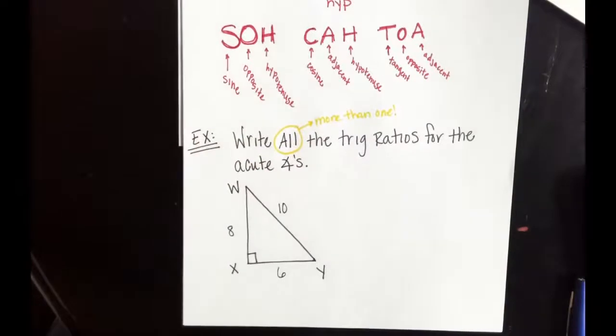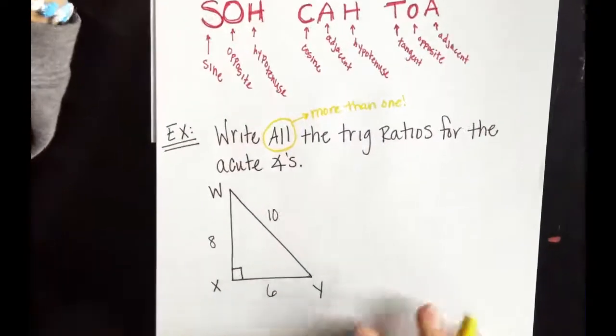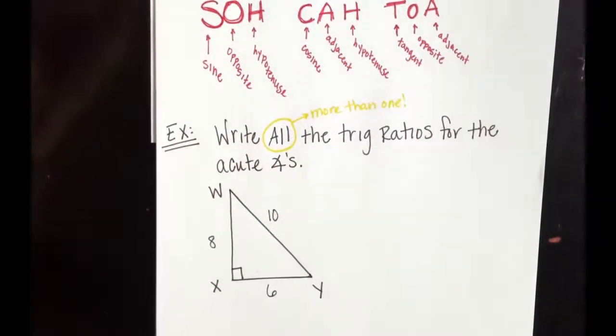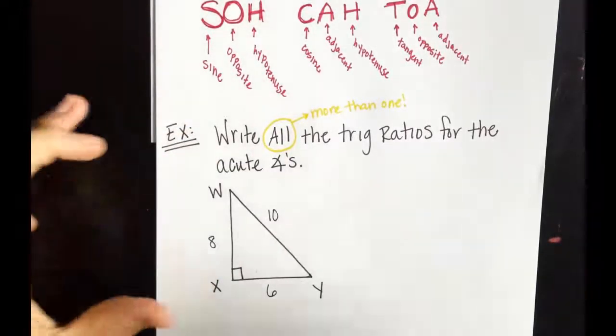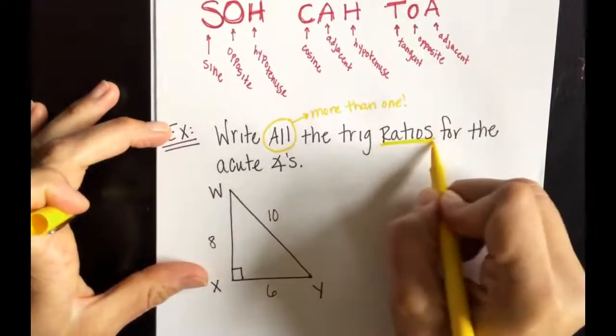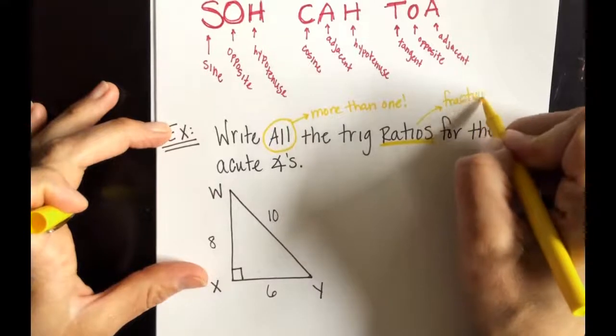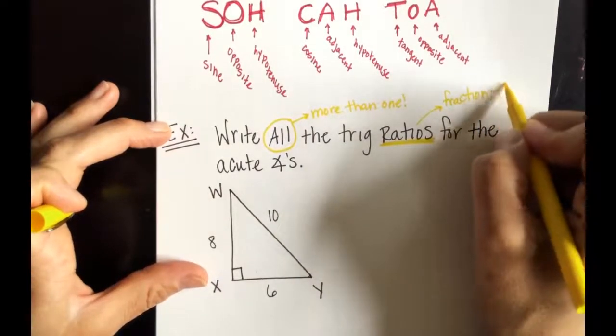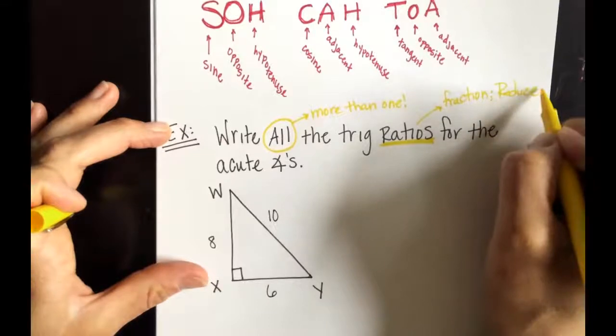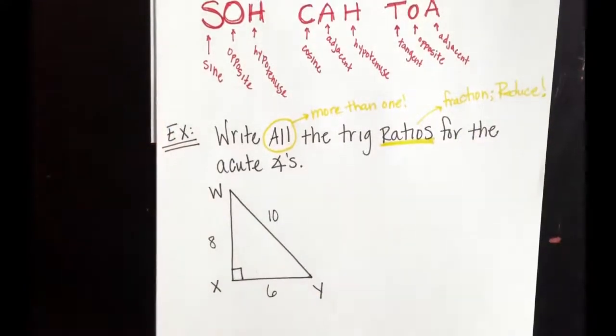And that happens too many times where I'll give a question and I get one answer. It says all, so there has to be more than one. We want a ratio. So this is, we want a fraction. And we want to make sure that we reduce. At no point in time do ratios ever get left like 5/10 or 18/24. We always reduce ratios.